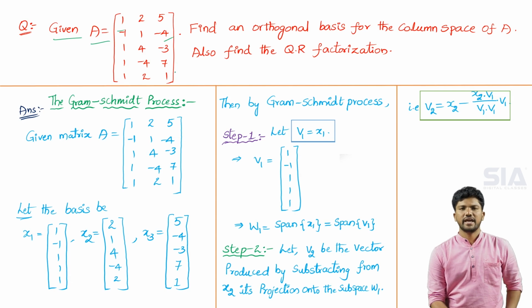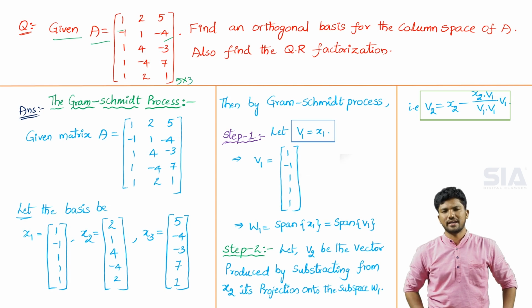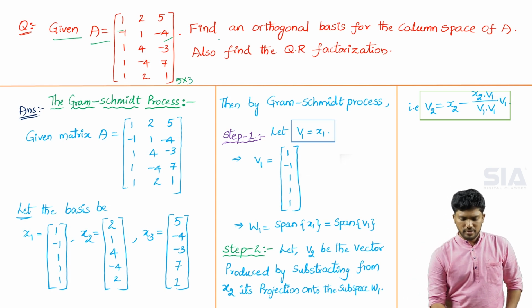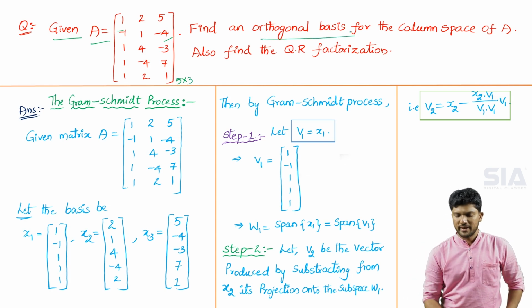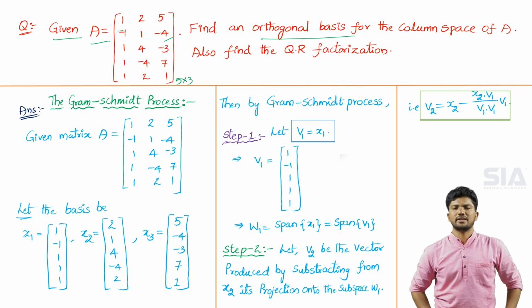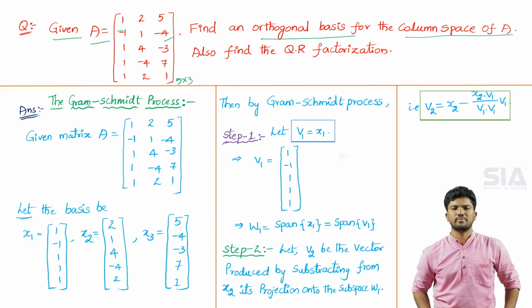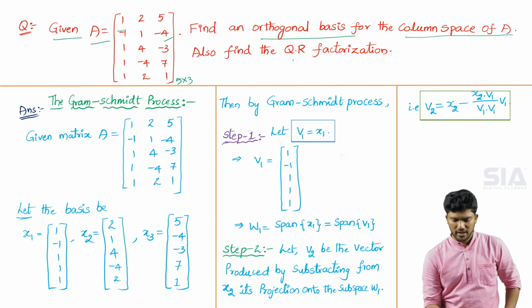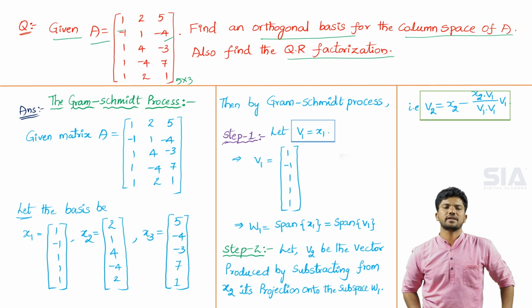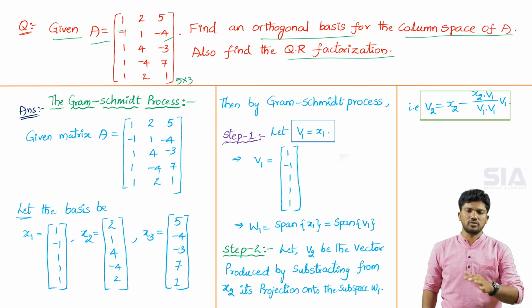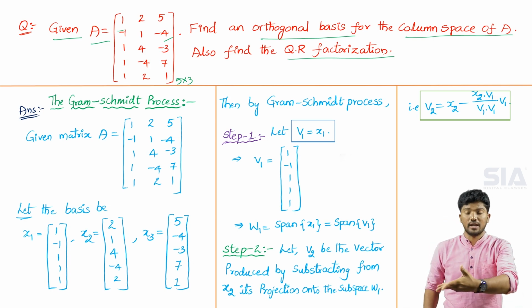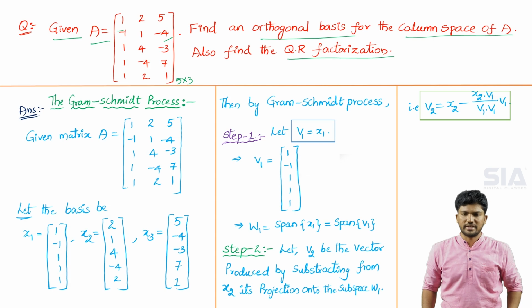So this is a rectangular matrix. There are total 5 rows and 3 columns, a 5 by 3 matrix capital A. Then find an orthogonal basis for the column space of capital A, and also find the QR factorization of capital A. So we have to find the orthogonal basis for the column space of A and the QR factorization.